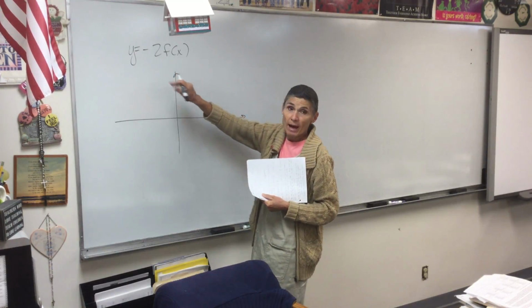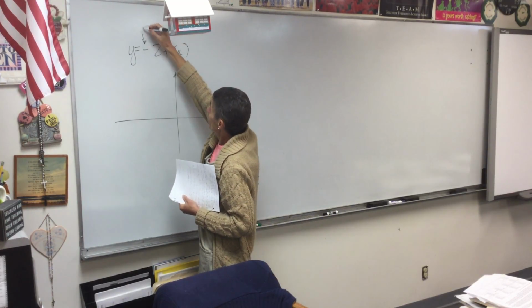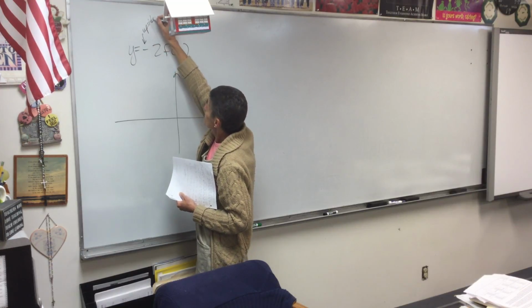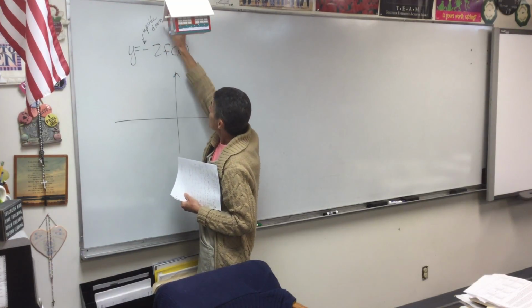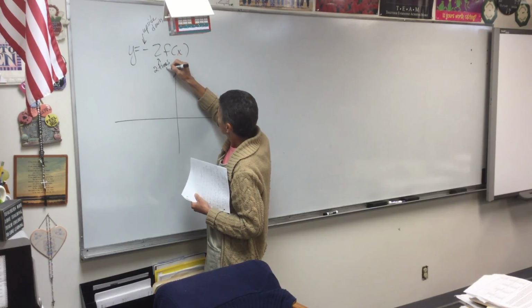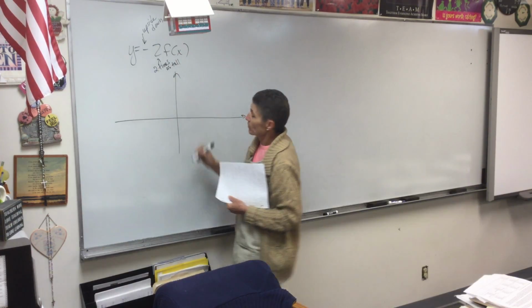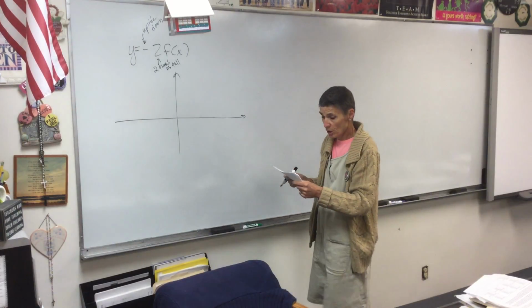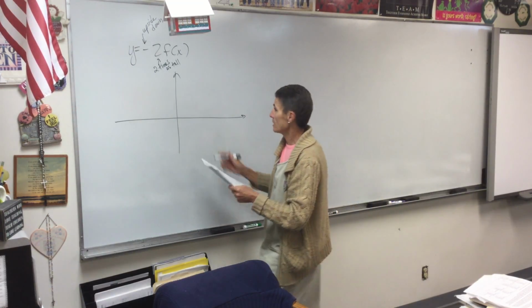Now, two things are happening here. First of all, we're going to go upside down. That's what this negative does. And it's going to be 2 times as tall. All right, that's a vertical stretch. So, upside down and 2 times as tall.